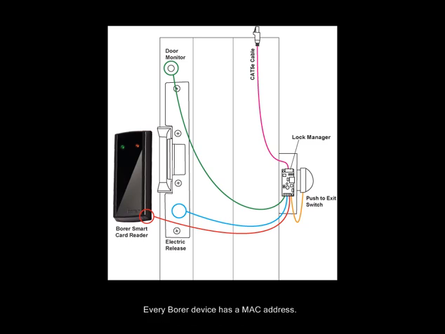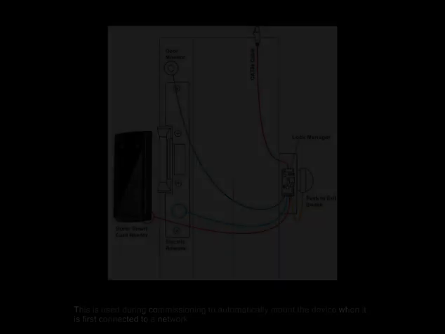Every Boris device has a MAC address. This is a unique identity given to each device at manufacture. This is used during commissioning to automatically mount the device when it is first connected to a network.